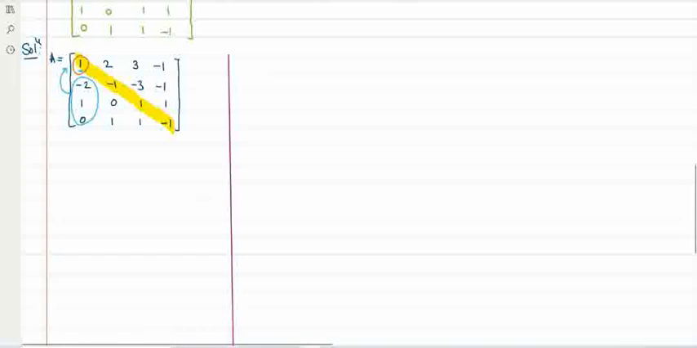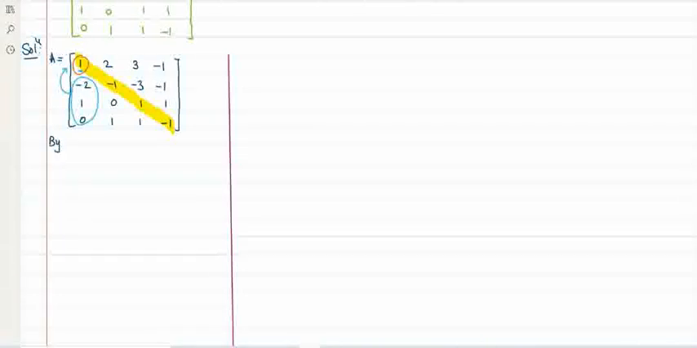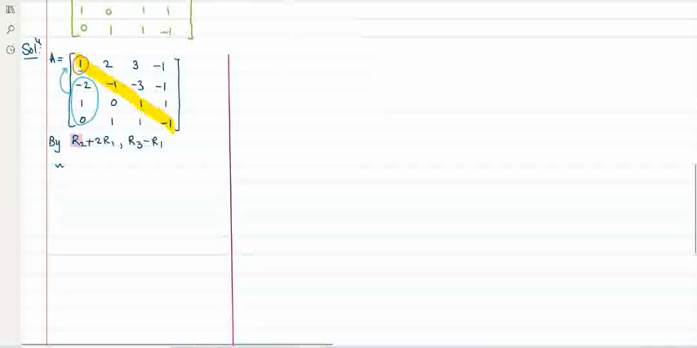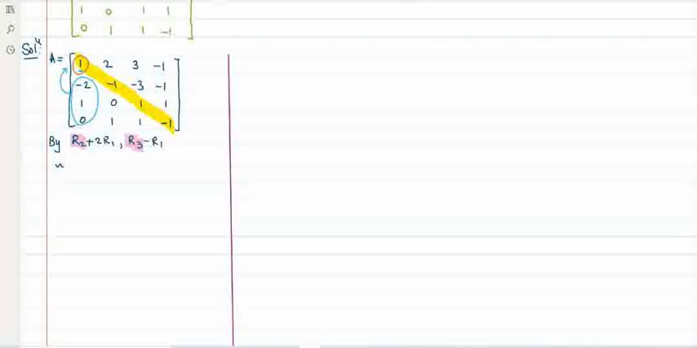What are the transformations? R2 plus 2R1 to R2, and R3 minus R1 to R3. Correct. These two transformations change the second row and the third row. So the new row equivalent matrix has the first row with no change: 1, 2, 3, -1.